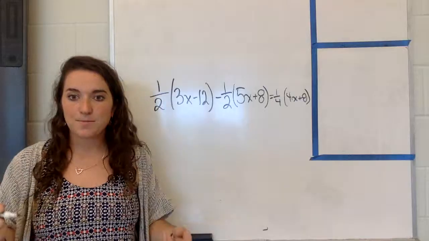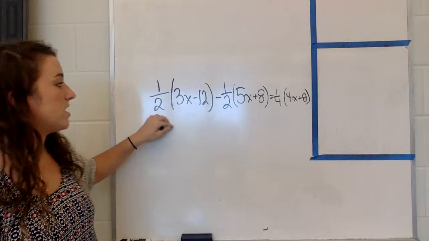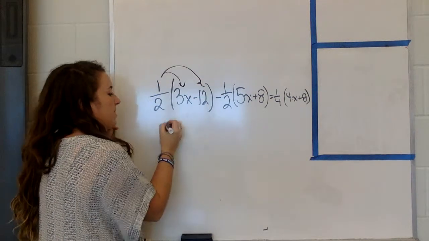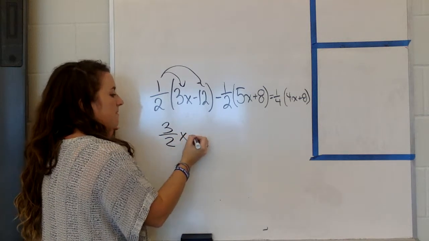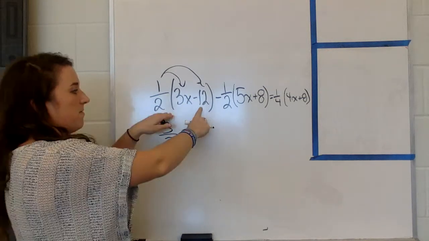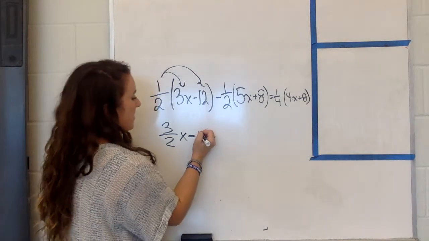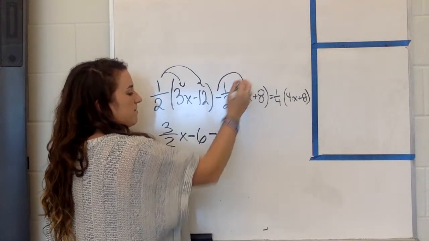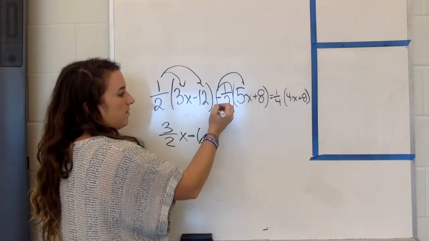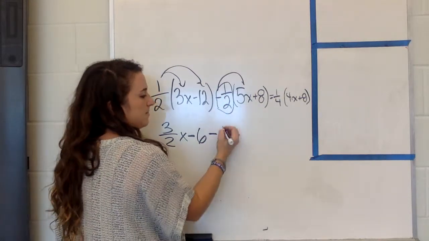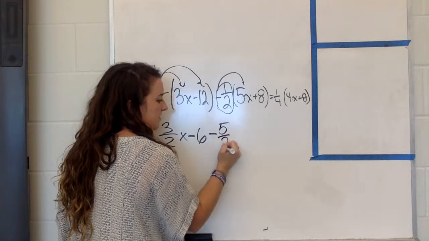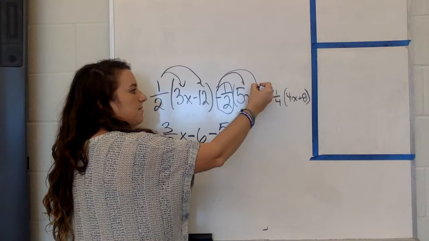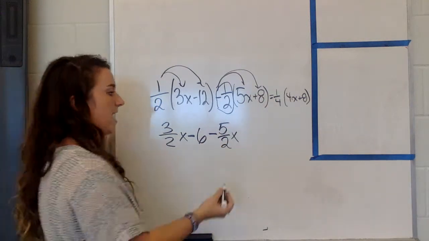All right, our challenge problem. I hope you guys all gave it a shot. We're going to quickly go through how we find the answer. We distribute the 1/2. We'll end up with 3/2 x minus 12 multiplied by 1/2, which is the same as dividing by 2. So 6 minus, we need to distribute this entire negative 1/2. Negative 1/2 times 5 is negative 5/2 x. Then negative 1/2 times 8, multiplying by 1/2 is the same as dividing by 2.